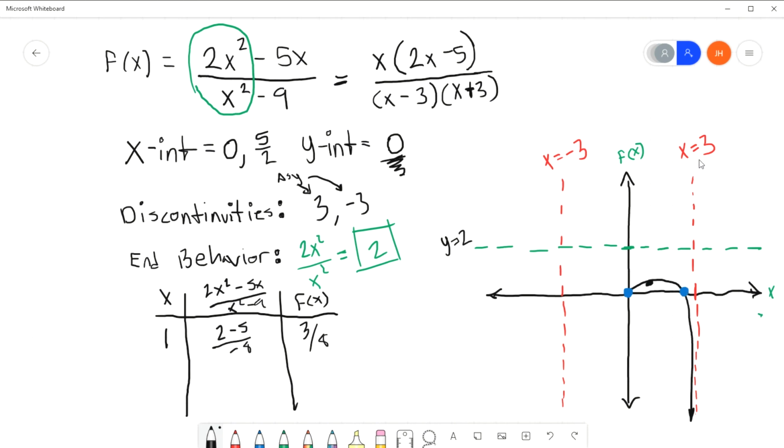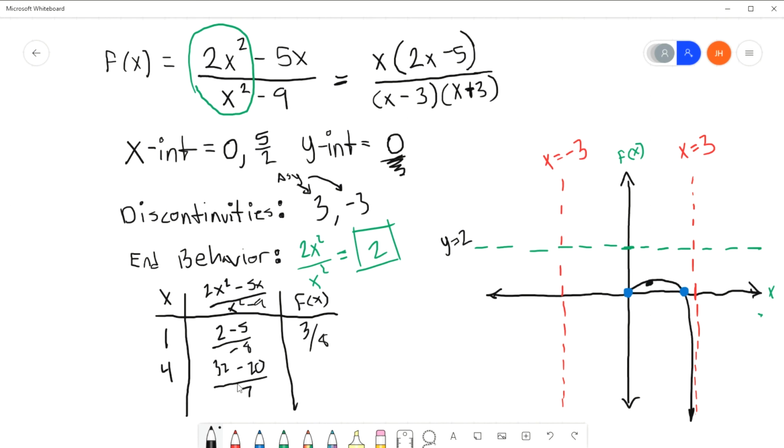I can assume that it's coming up, but why not find a coordinate so that we could know for sure if it's coming up. Here's 1, 2, 3, 4, x equals 4. When x equals 4, where am I? What's my y coordinate? Well, 4 squared is 16, times 2 is 32. 4 times 5 is -20, and 4 squared is 16 minus 9 is going to be 7.